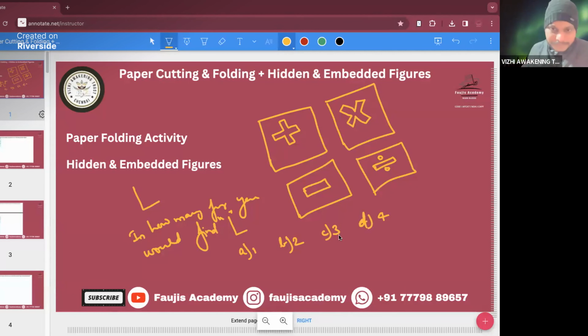What is the answer, guys? A, B, C, D. In how many of these 4 figures would you find L? Think about L. Let's change the color. Can we make an L over here? Yes, we can make an L over here. As long as it's 90 degrees over here, we can get a bend like this. Wherever we can get a bend like this, we can make an L over here. Right, guys?